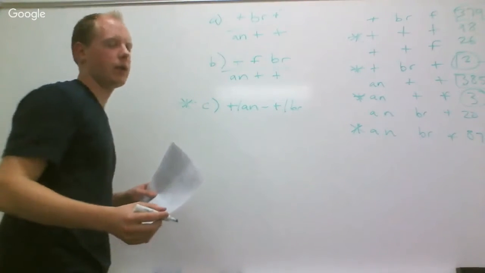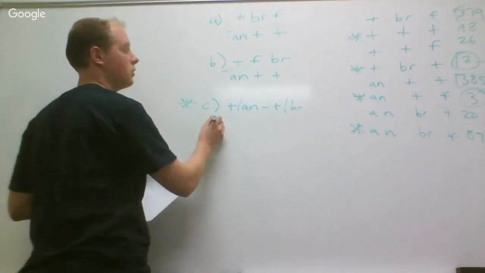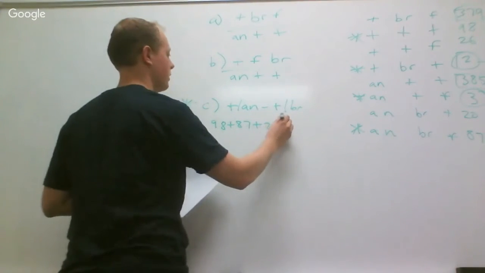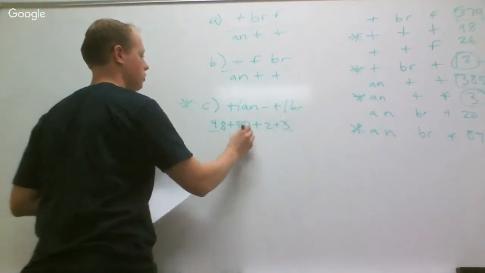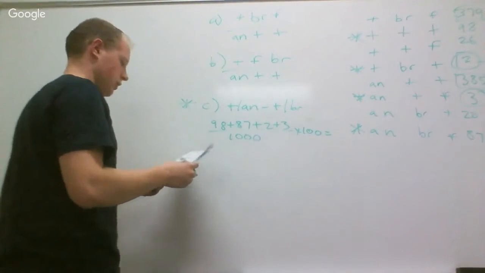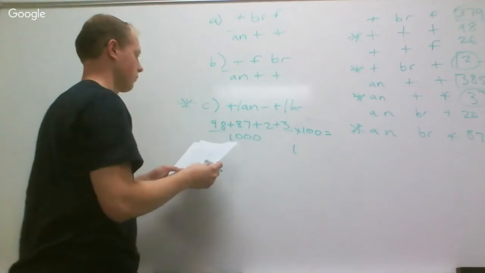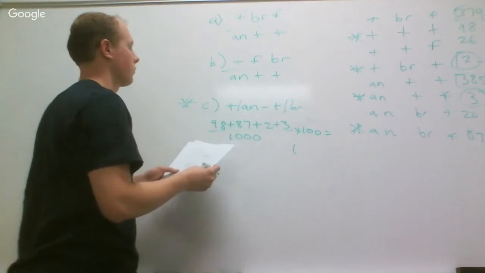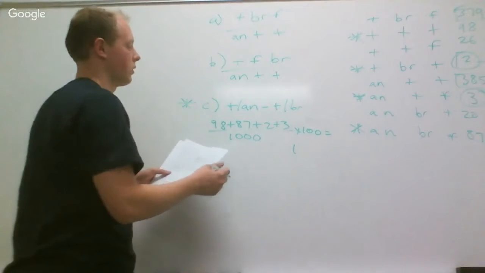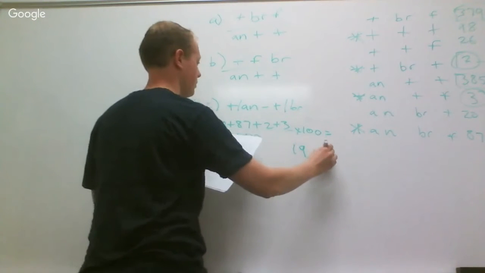So then let's add those all together to find the total recombinant genes, which is 98 plus 87 plus 2 plus 3. That'll be over 1,000 total offspring times 100 equals, that'll equal 19 MUs.